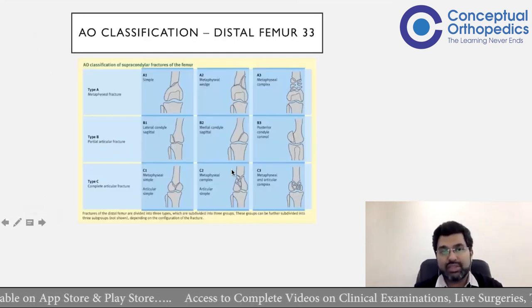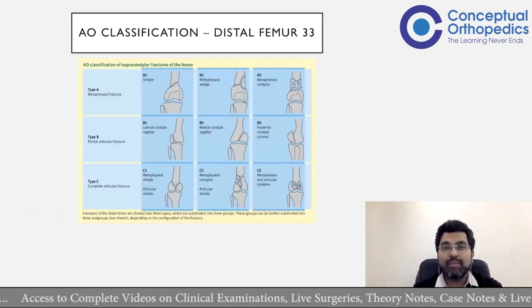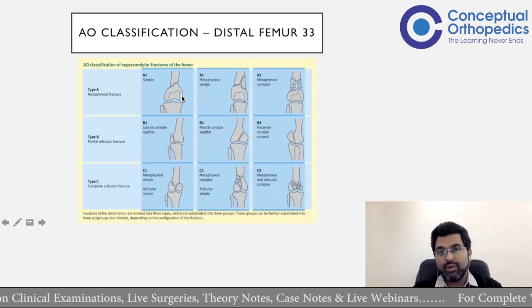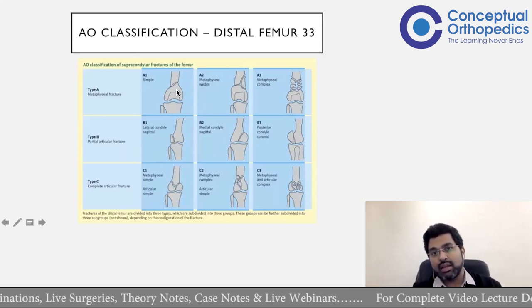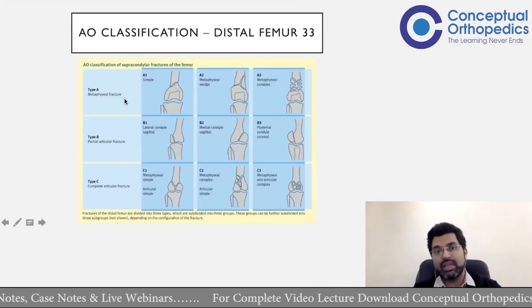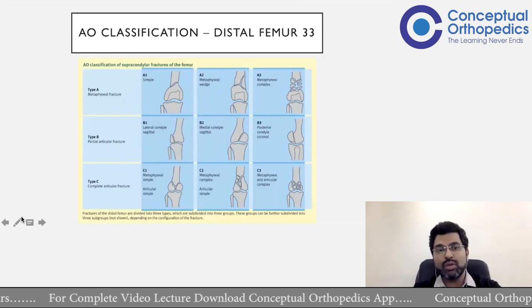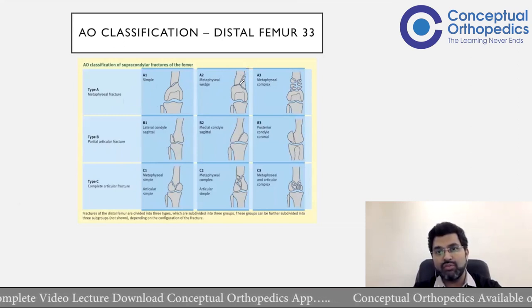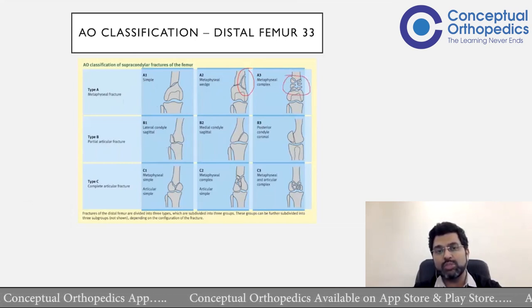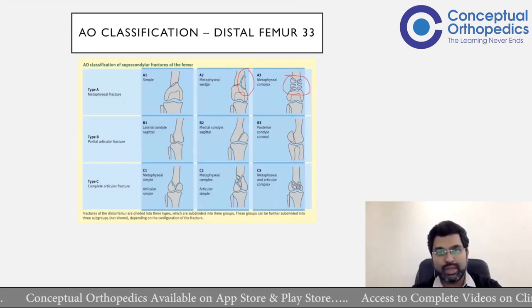How do you classify these fractures? Classify as type A, B, and C as per AO classification. Type A is a metaphyseal fracture. So there is no intercondylar involvement, as you see here, and it is mainly an extra articular fracture. A1 is simple. A2 has a metaphyseal wedge. And A3 will have comminution. So this is a general principle for all classifications: A1 to A3 will be from simple to complex.